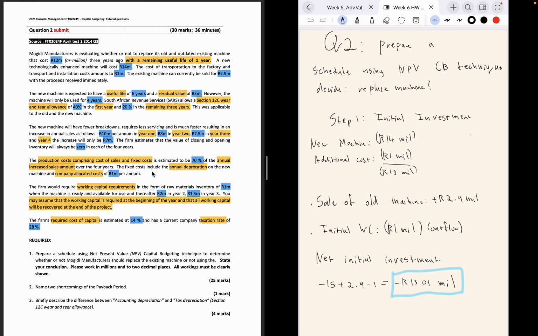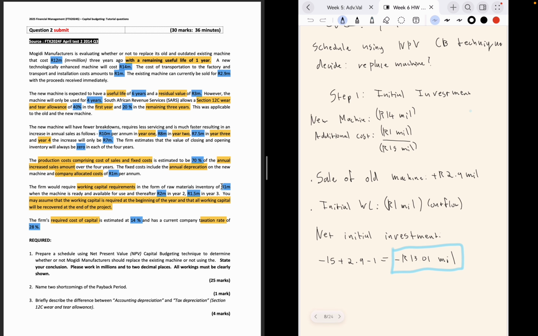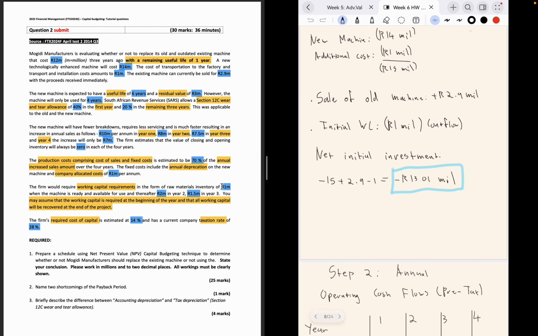So I just want to check where they tell it to us. Yeah, the firm would require working capital requirements in the form of raw material inventory of 1 million when the machine is ready and available for use. So in year 0, when it's available, we need an outflow into our working capital of 1 million. So the net initial investment is the negative 15 million of the machine and its installation, plus the 2.9 million we get from selling the old machine, minus the 1 million in working capital. That gives us negative 13.01 million.